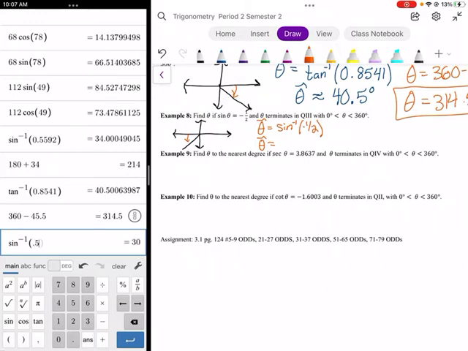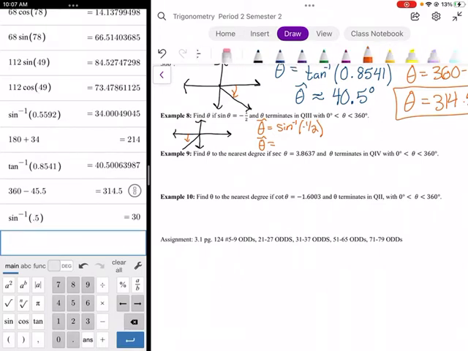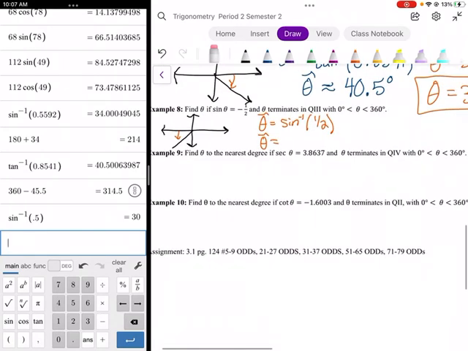Oh, and I'm sorry, I forgot. You do not include that negative sign, just 1/2. And this reference angle is going to be 30 degrees, which makes sense because we know the sine of 30 degrees is 1/2. So to figure out what theta is, we're going to take 180 plus 30, which will give us 210 degrees for our answer.